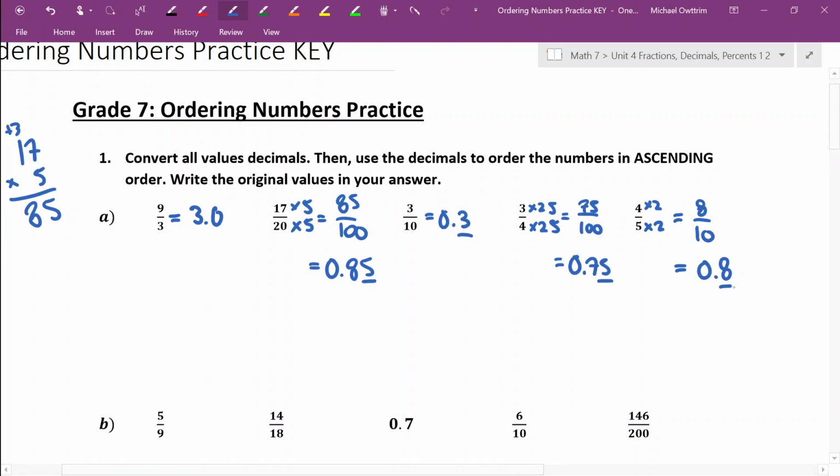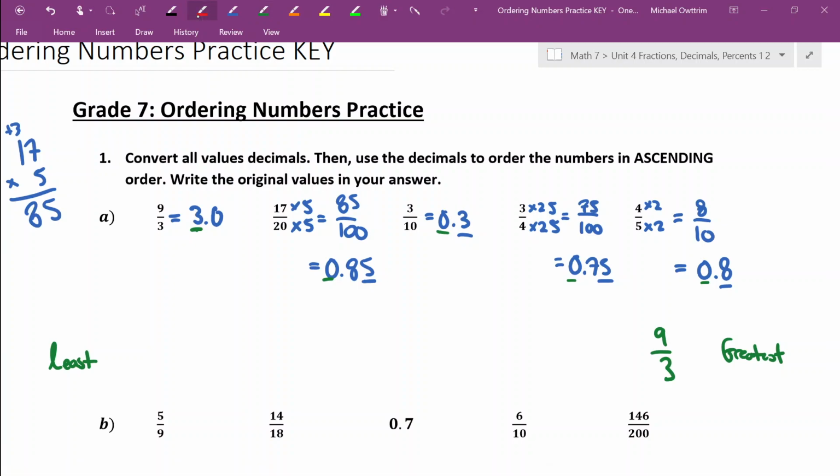From here, we want to go ahead and compare all these decimals. So let's start on the ones place. We've got 3, 0, 0, 0, 0. So obviously, this is our biggest number over here. Now we want to put these in ascending order, which means least to greatest. So we know that this number here is our largest, and we always write our values as they were given in the question. So 9/3 is our biggest value.